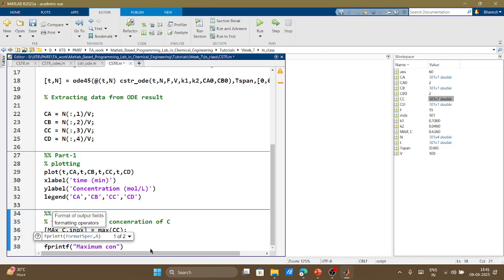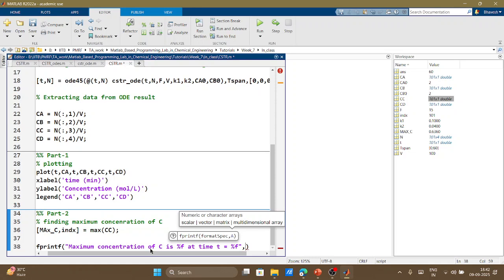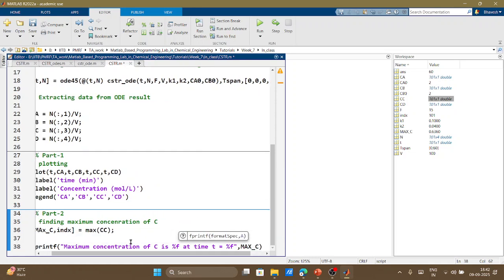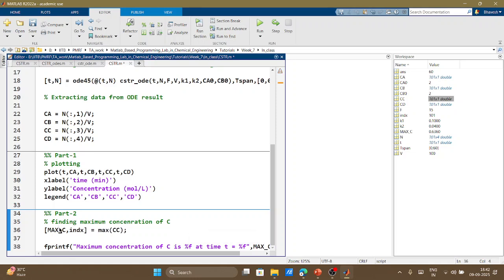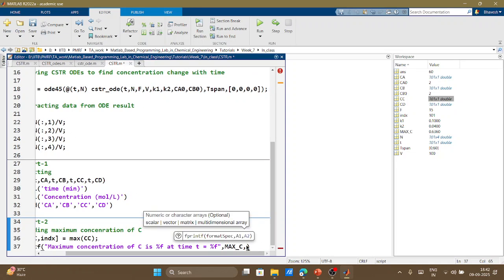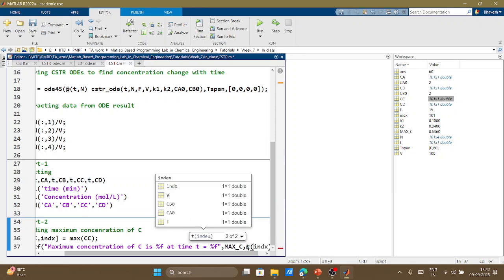maximum concentration of C is, let's say, %f at time t equal to %f, comma, so 1 is max C, put it capital. So max C gives you the maximum value, and the corresponding time value will be T bracket your index.